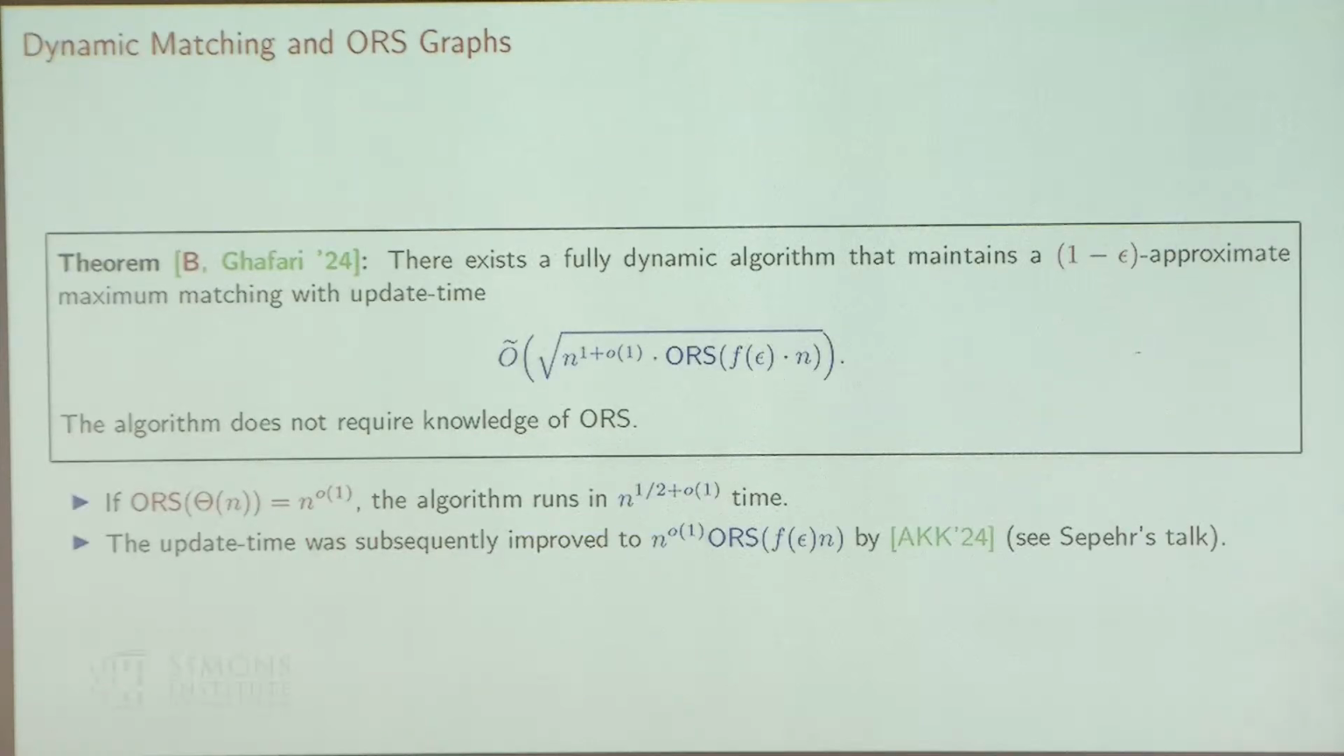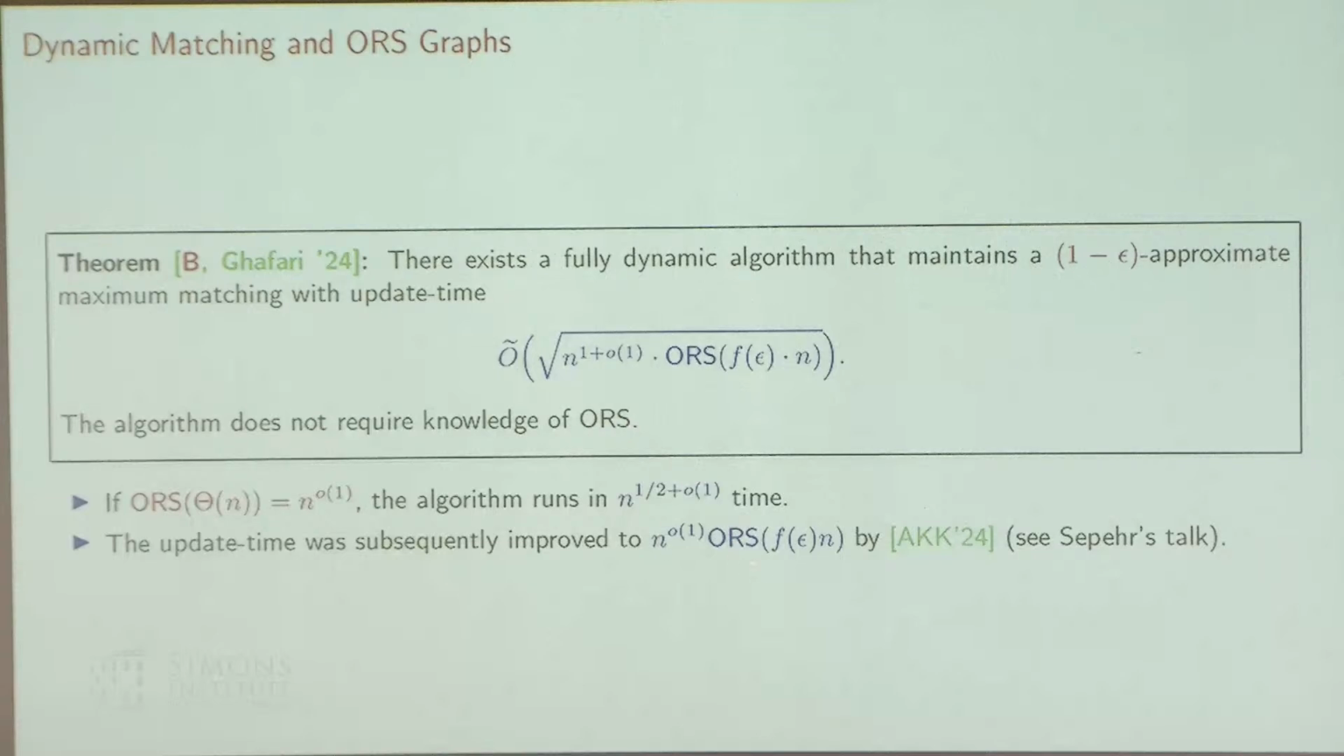So the result is the following. There exists a fully dynamic algorithm that maintains a 1 minus epsilon approximation with update time, which is bounded by this. Roughly, it's root n times ORS. So if ORS is n to the little o(1), this is really essentially root n. If ORS is n, this is close to n. So depending on the value of ORS, we get an algorithm with different update times.